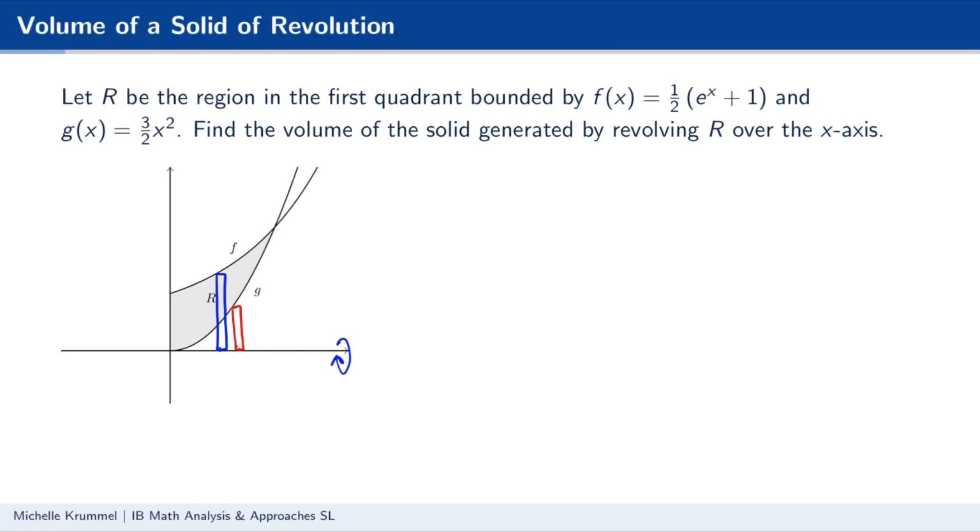All right, so my setup then for my volume here, it's going to be pi, and I'm going to integrate from x equals 0 to this x value right here, which I haven't found yet. So we're going to need to find this point of intersection so we know the interval that we are working on. So let's go ahead and switch over to the calculator and find this point of intersection.